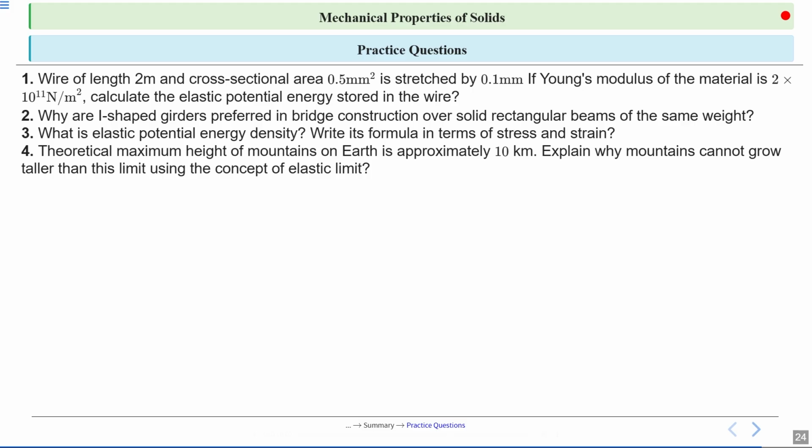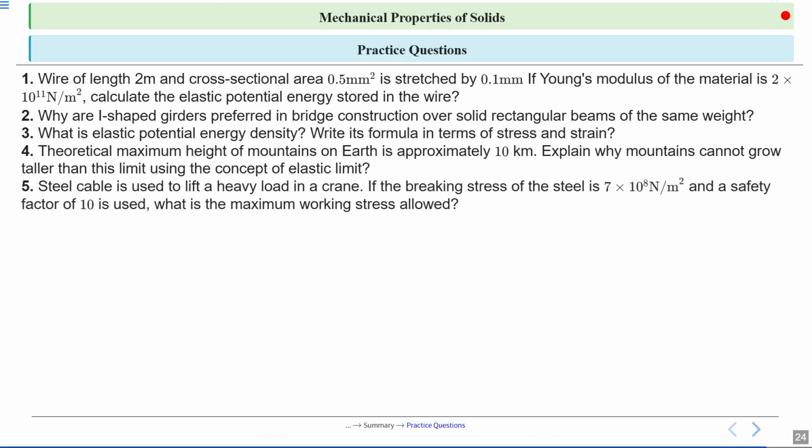Theoretical maximum height of mountains on Earth is approximately 10 km. Explain why mountains cannot grow taller than this limit using the concept of elasticity. A steel cable is used to lift a heavy load in a crane. If the breaking stress of the steel is 7 into 10 raised to the power 8 Newton per meter square and a safety factor of 10 is used, what is the maximum working stress allowed? Alright, so these are the practice questions.